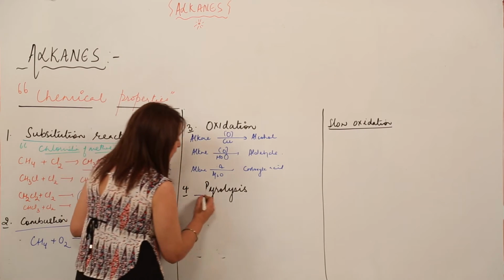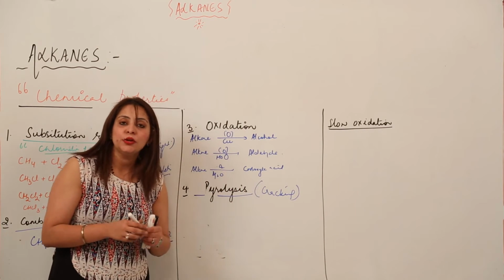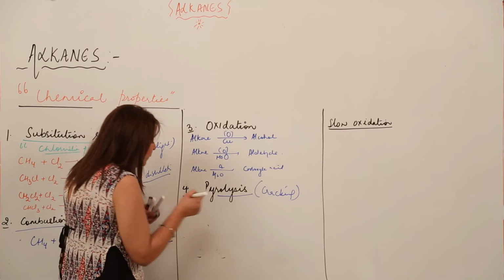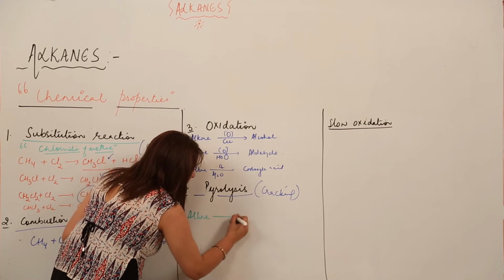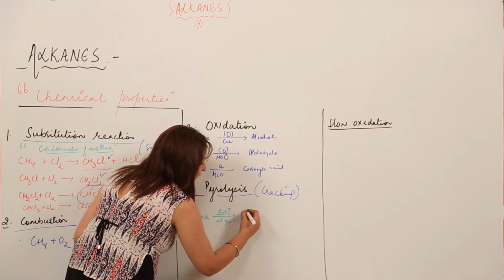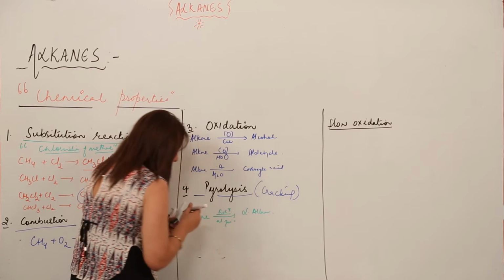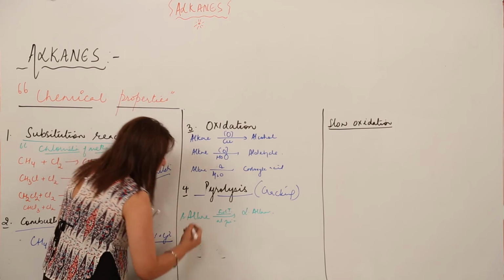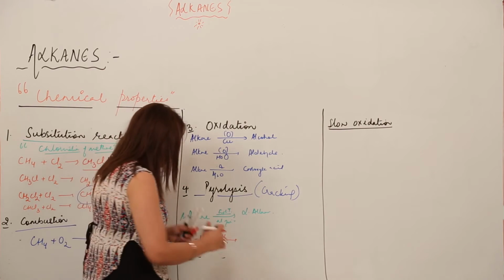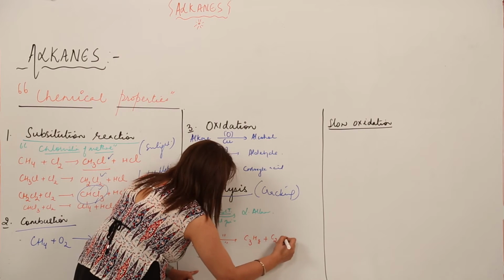Now, what is pyrolysis? Pyrolysis is also called cracking. It is when we heat alkane in absence of air at high temperature. So, when we heat alkane at high temperature and in absence of air, what do we get? A bigger alkane breaks into lower alkanes. For example, here I have pentane, at high temperature and absence of air, it just breaks into propane and ethane.